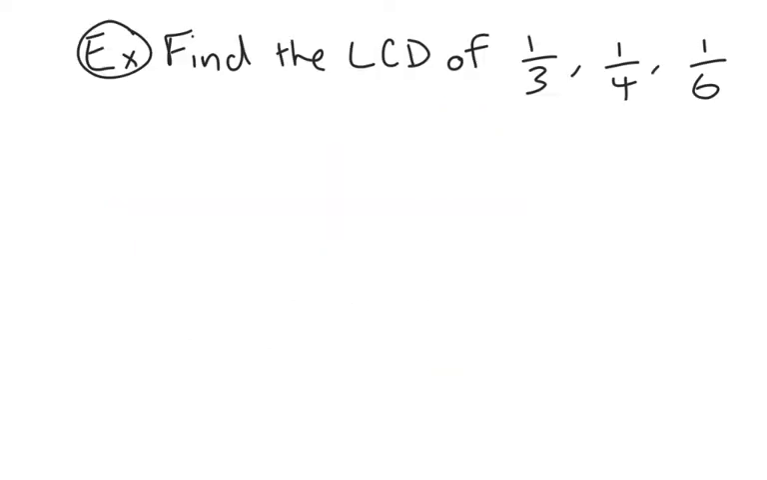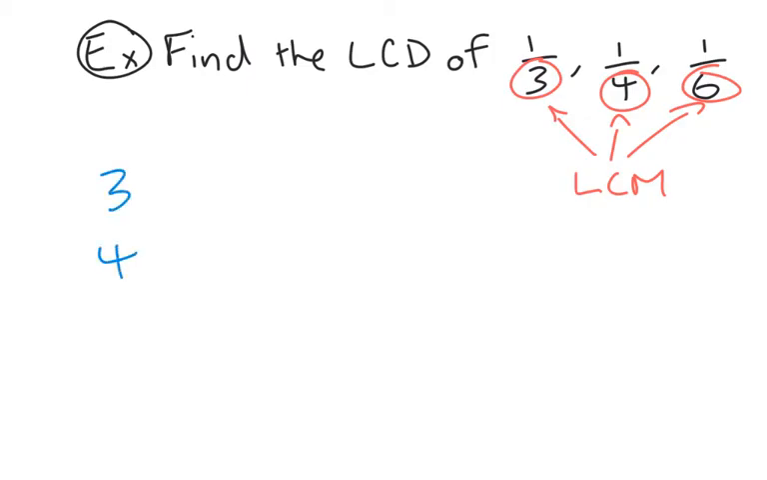We're going to look at one final example. We want to find the LCD, the lowest common denominator, of 1 over 3, 1 over 4, and 1 over 6. You'll notice that we're dealing with 3 fractions now instead of 2. However, the method is exactly the same. The denominators we are going to be looking at are 3, 4, and 6. So therefore, we would like to find the lowest common multiple of 3, 4, and 6.